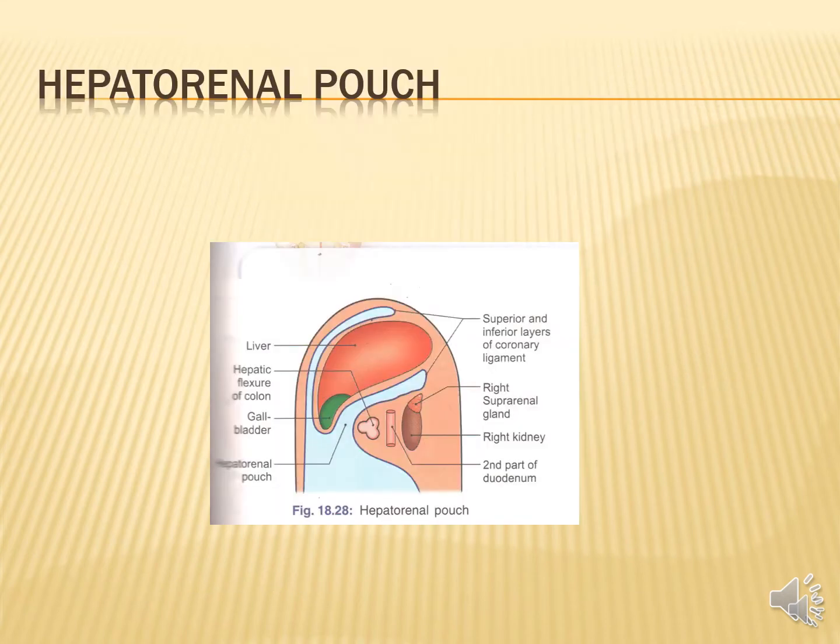Superiorly it is bounded by the inferior layer of the coronary ligament, and inferiorly it is open. It is communicating with the general peritoneal cavity, and on the left side it communicates with the omental bursa or the lesser sac, and on the right side it is limited by the diaphragm. So this is the hepatorenal pouch.